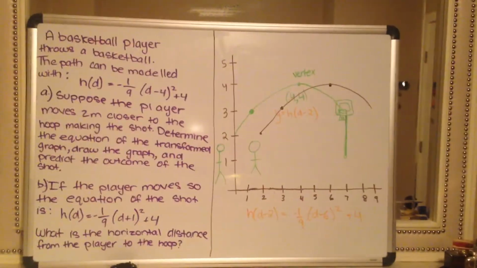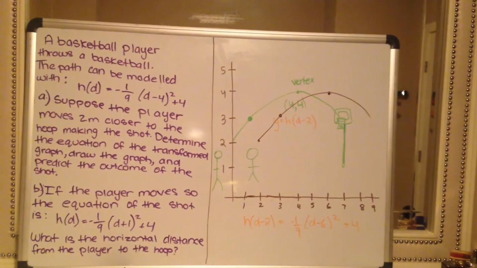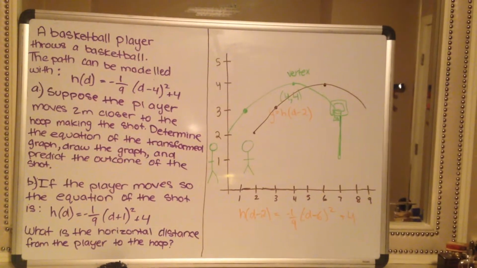Here we simplified the equation as much as we could, and now we can draw the new graph by horizontally translating it 2 units right. The basketball will likely bounce off the top of the backboard.